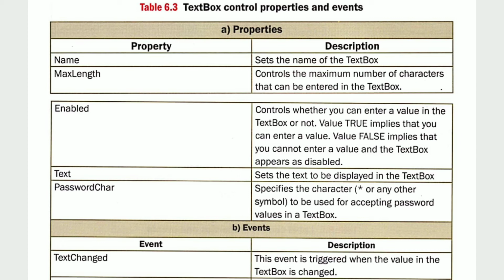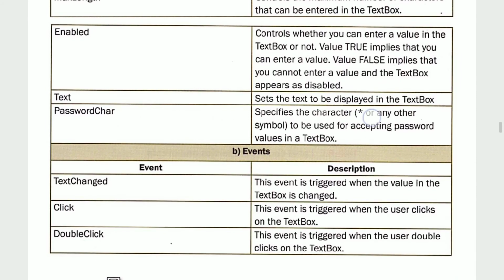Now let's talk about some of the events associated with the text box control. These are, as you can see on the screen, text changed, click, and double click events. The text changed event is activated when the value in the text box is changed at the time of execution. If we use the text changed event, after putting the value, if we change the value in the text box, then this event will be activated and the result will be given to us.